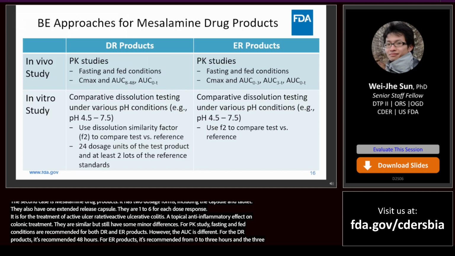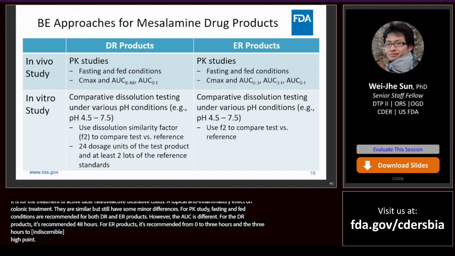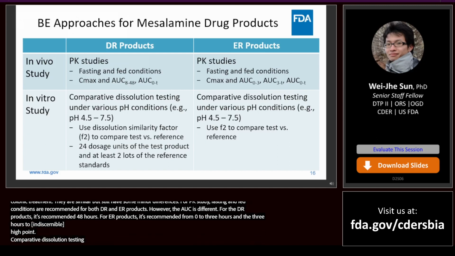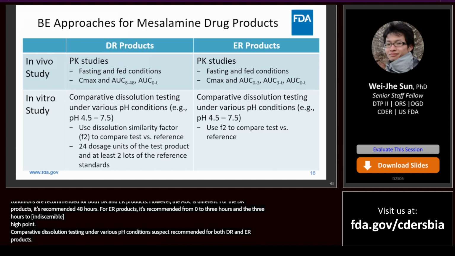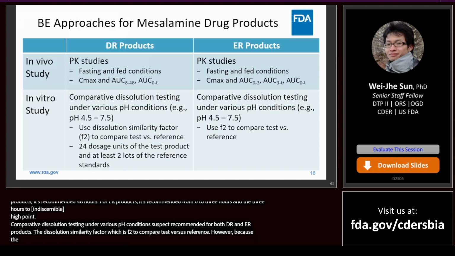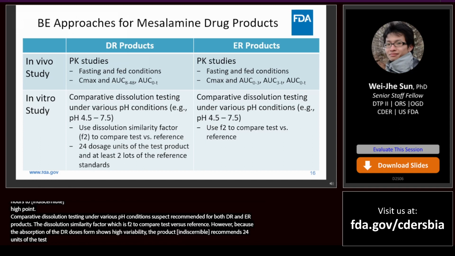Comparative dissolution testing under various pH conditions is recommended for both DR and ER products. The dissolution similarity factor, which is F2, is evaluated to compare test product and the reference standards. However, because the dissolution of the DR dosage form shows high variability, the product-specific guidance recommends 24 units of the test product and at least 2 lots of the reference standards to compare the dissolution testing.